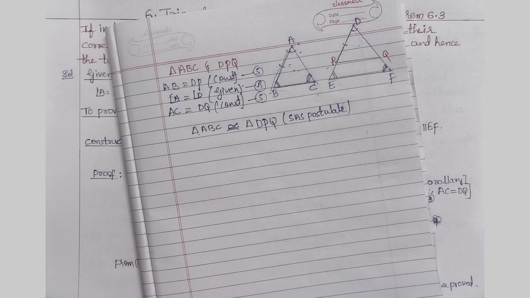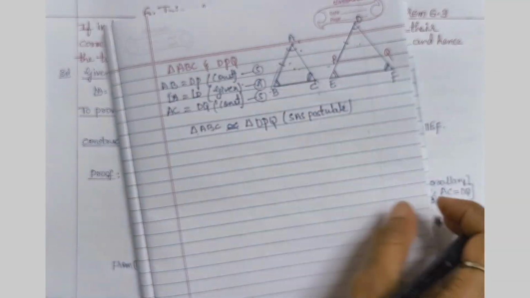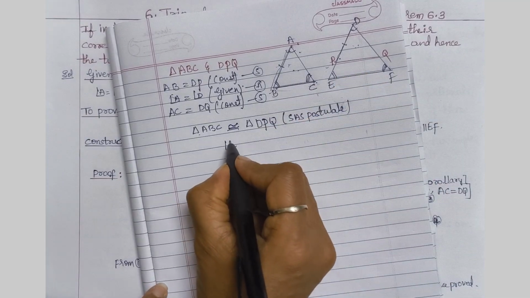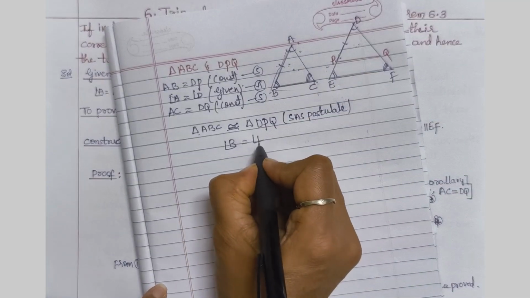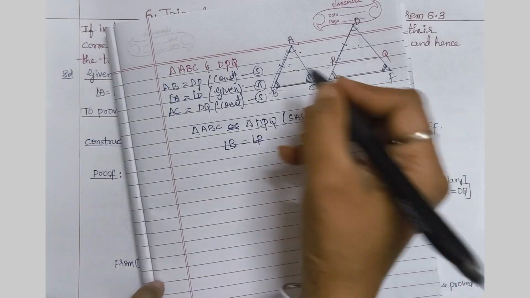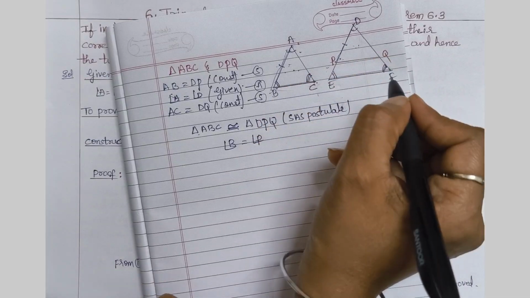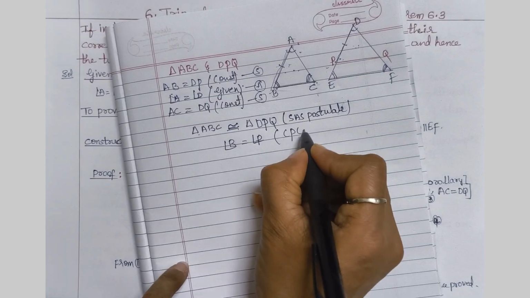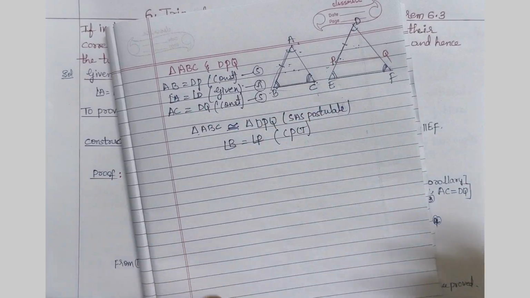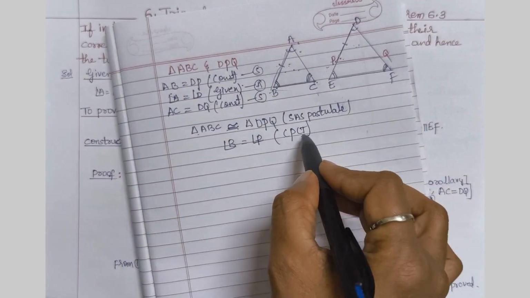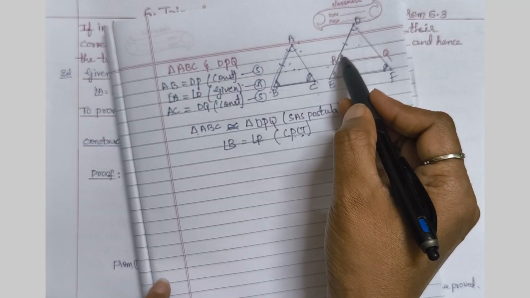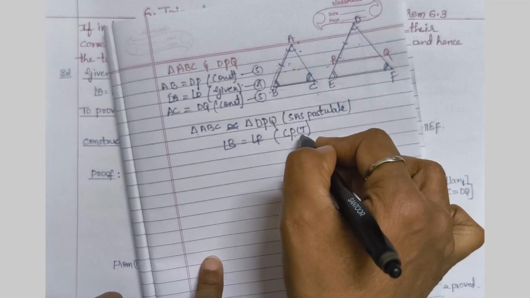Now again you observe here and try to understand. Angle B is equal to angle P. These both angles are equal. Why? Now we have proved these two triangles are congruent, so angle B is equal to angle P by CPCT. Congruent triangles proved means corresponding parts are also equal. CPCT means corresponding parts of congruent triangles. So angle B is equal to angle P, the reason is CPCT.